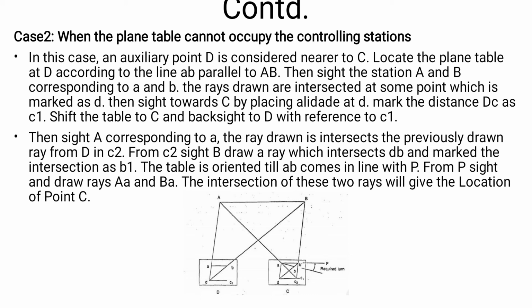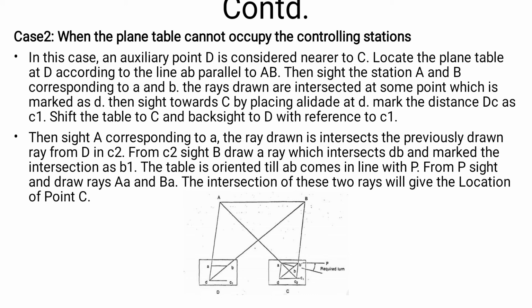Shift the table to capital C and backsight to capital D with reference to C1. Then sight A corresponding to small a. The ray drawn intersects the previously drawn ray from capital D in C2.